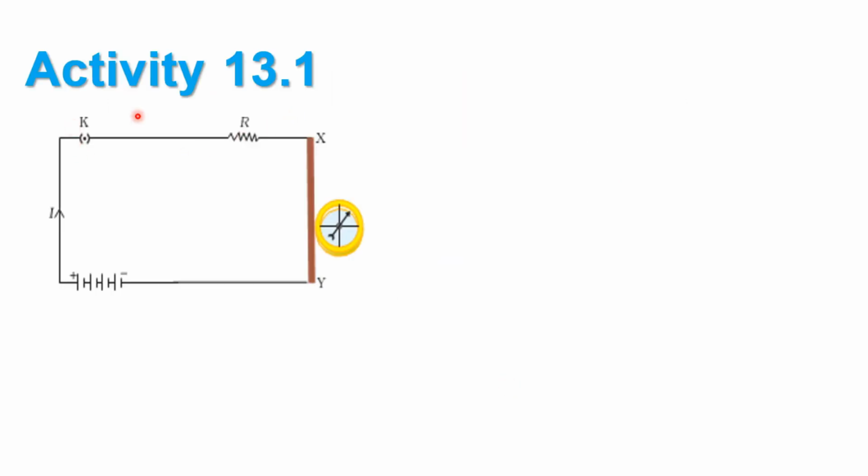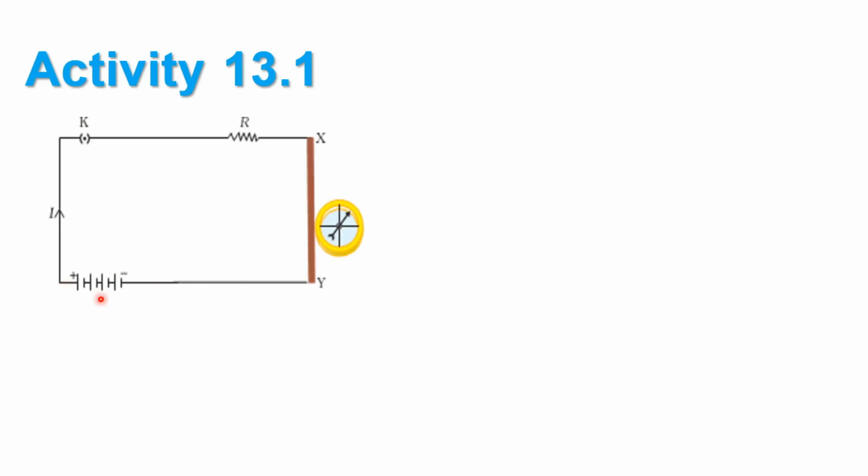For this, consider activity 13.1. The copper wire is placed at this point X and Y. Resistance is connected, the key is connected, the battery is connected, the positive and negative terminals can be seen. The current flows from positive to negative.